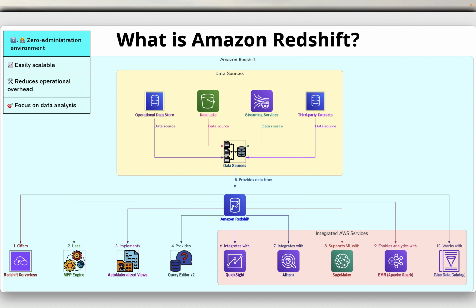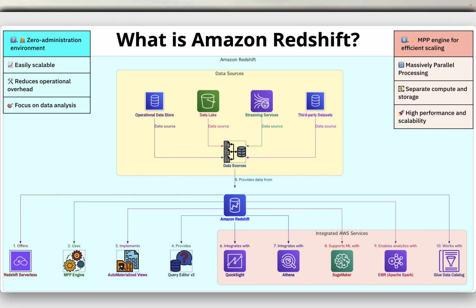Amazon Redshift Serverless caters to engineers, developers, data scientists, and analysts by providing an easily scalable, zero-administration environment for analytics. This reduces the operational overhead and allows users to focus on data analysis rather than infrastructure management. The service employs a massively parallel processing (MPP) engine and separates compute and storage for efficient scaling. This architecture allows for high performance and scalability, enabling the processing of large datasets quickly and efficiently.